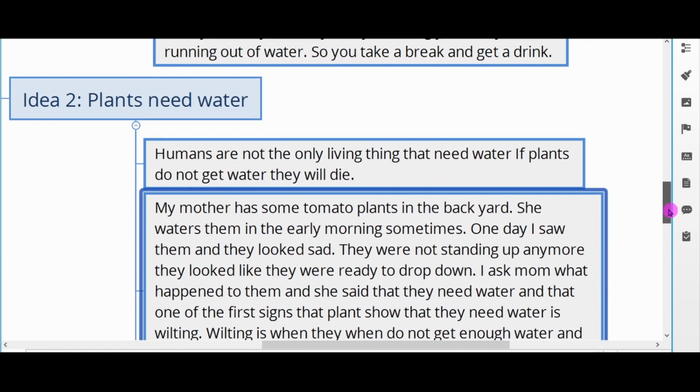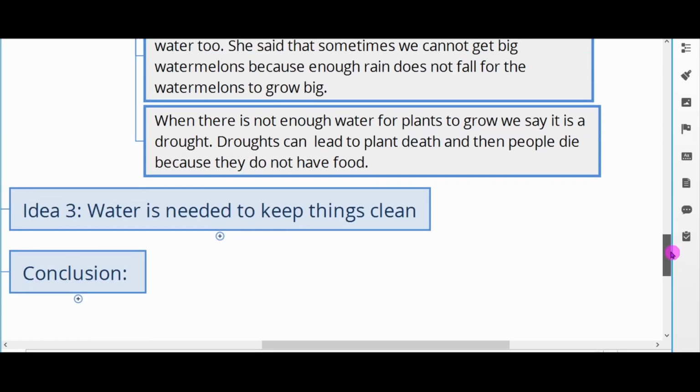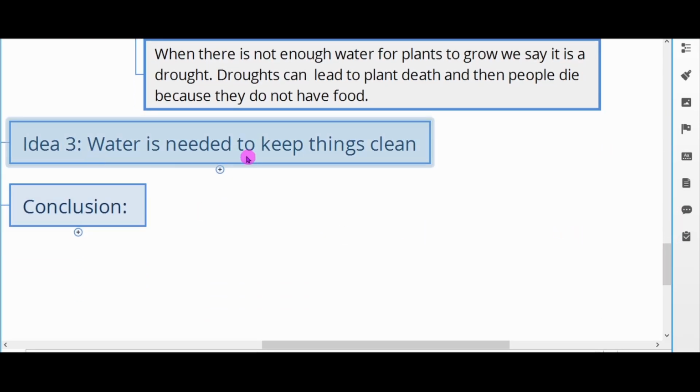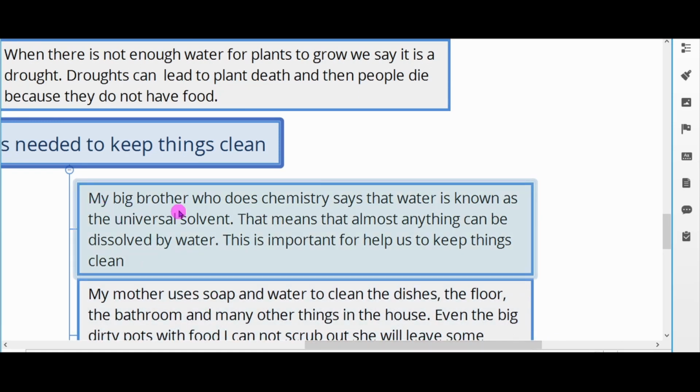So that would have been the whole idea that plants need water. Let's move on to idea number 3. Water is needed to keep things clean. Let's expand this. So we say here, my big brother who does chemistry says that water is known as the universal solvent. That means that almost anything can be dissolved by water. This is important for us to keep things clean.